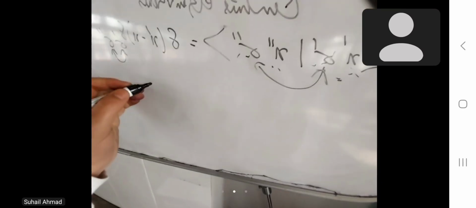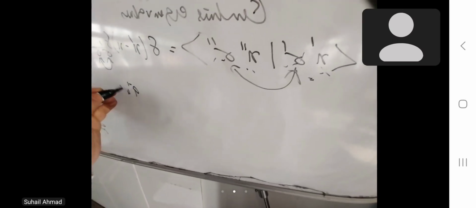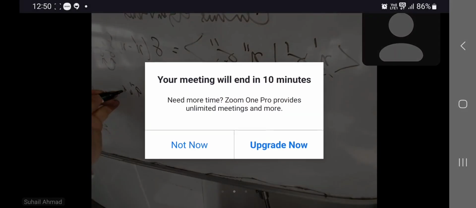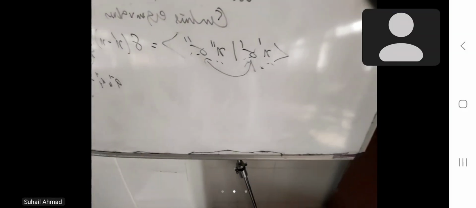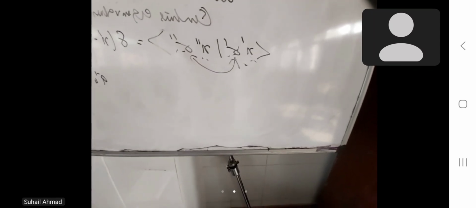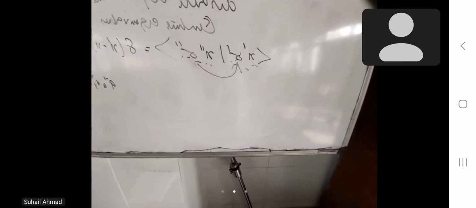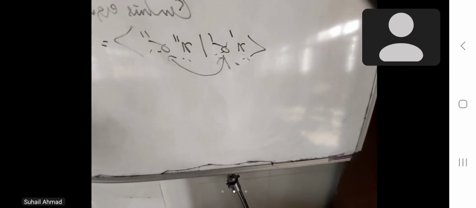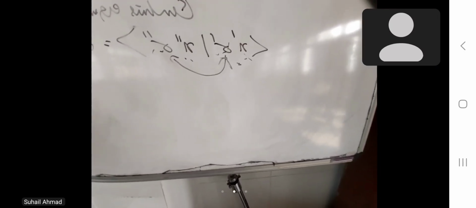For example, in Bose-Einstein we have A_K dagger, A_L dagger minus A_L dagger, A_K dagger is equal to 0, and so on and so forth. It will be A_K A_L minus A_L A_K is equal to 0, and A_K A_L dagger minus A_L dagger A_K is equal to delta_KL times I.